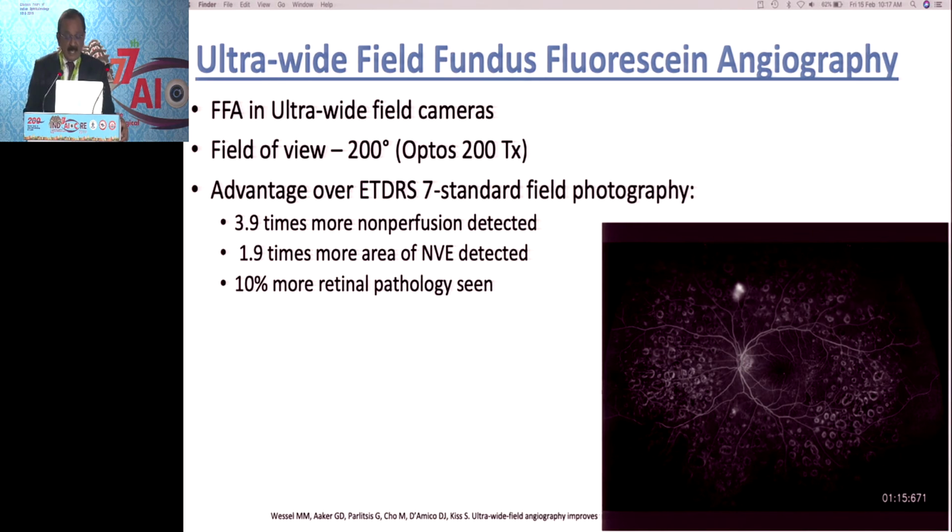Of course, then came ultra-wide field fluorescein angiography, which showed there were 3.9 times more non-perfused areas detected when you were doing this wide field, and 10% more retinal pathology was seen in these cases.